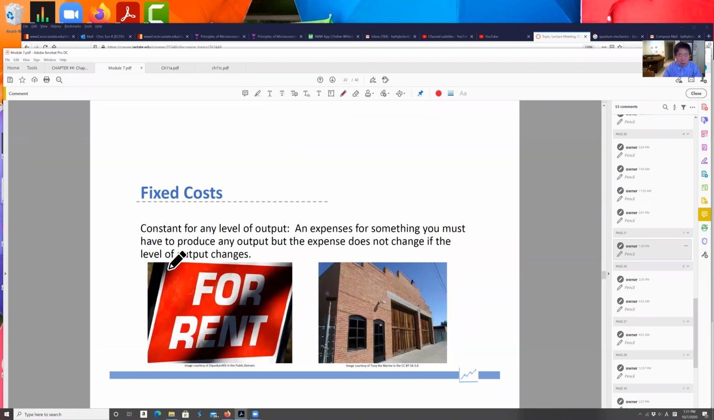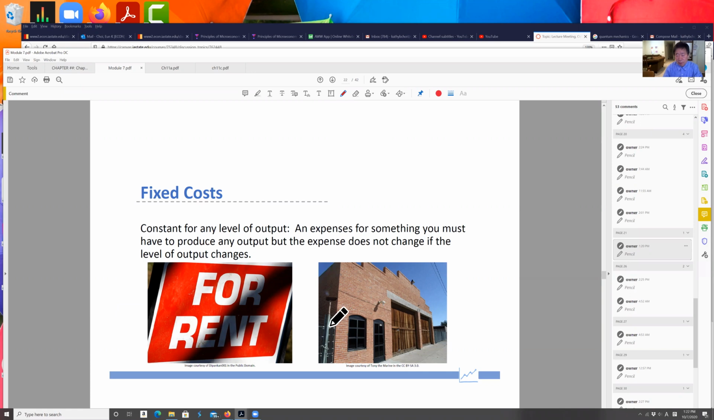So the fixed input is the cost of renting buildings, land, etc. For farmers, you need to plant corn or soybeans. Sometimes the land you have is not big enough. You may want to rent farmlands from other neighboring landowners. So in that case, you have to pay rent, so many dollars per year, etc.